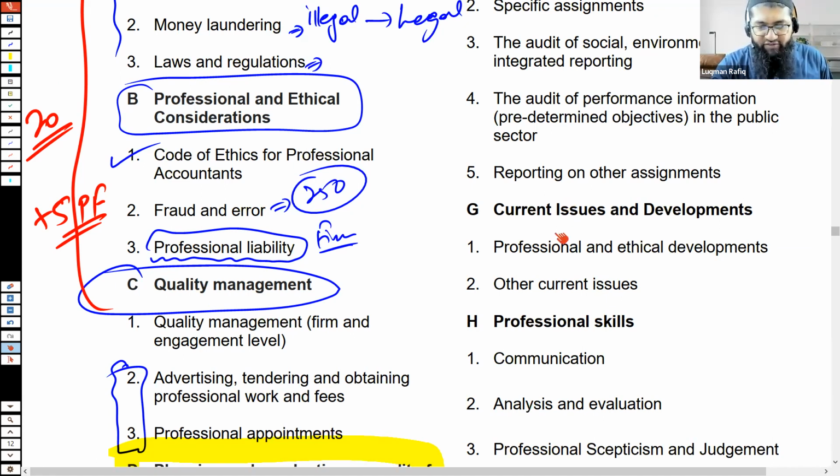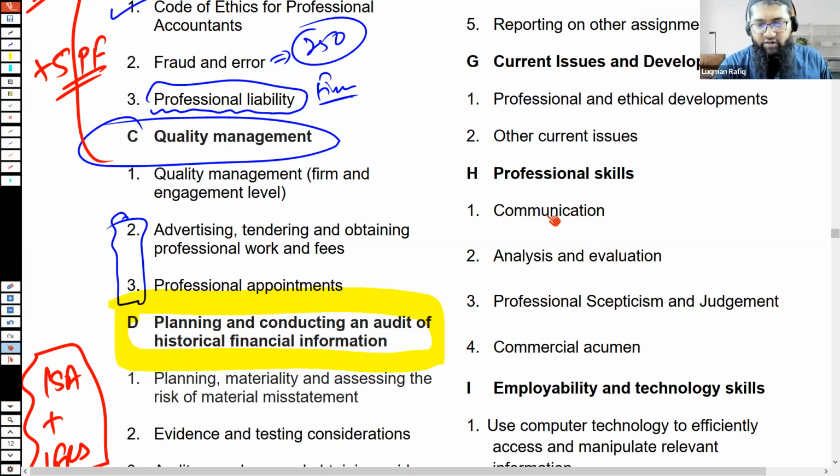Lastly, there are the professional skills. There are 4 professional skills: communication, analysis and evaluation, professional skepticism and judgment, and commercial acumen. You've got 20 marks for the professional skills.